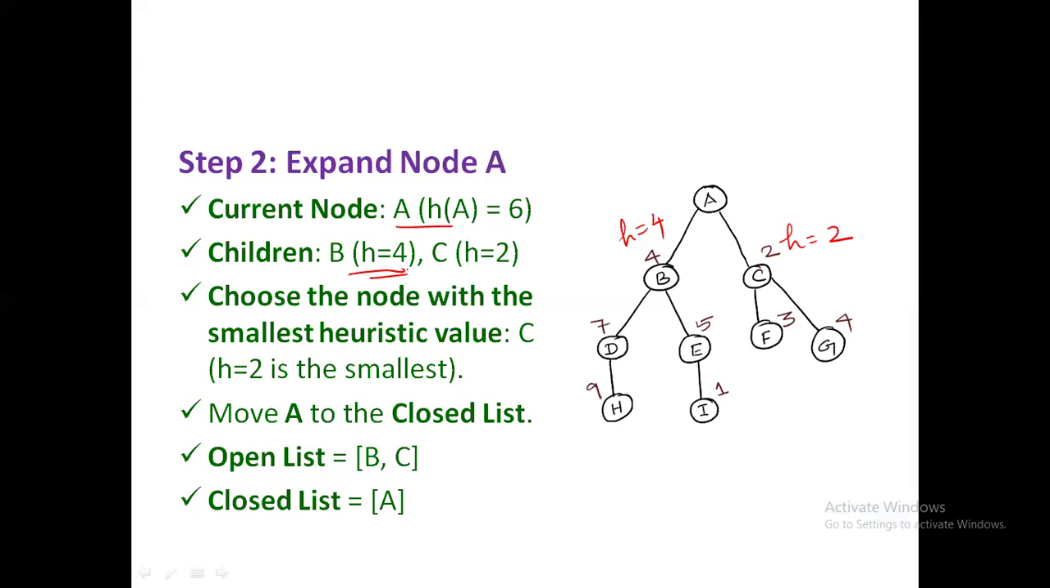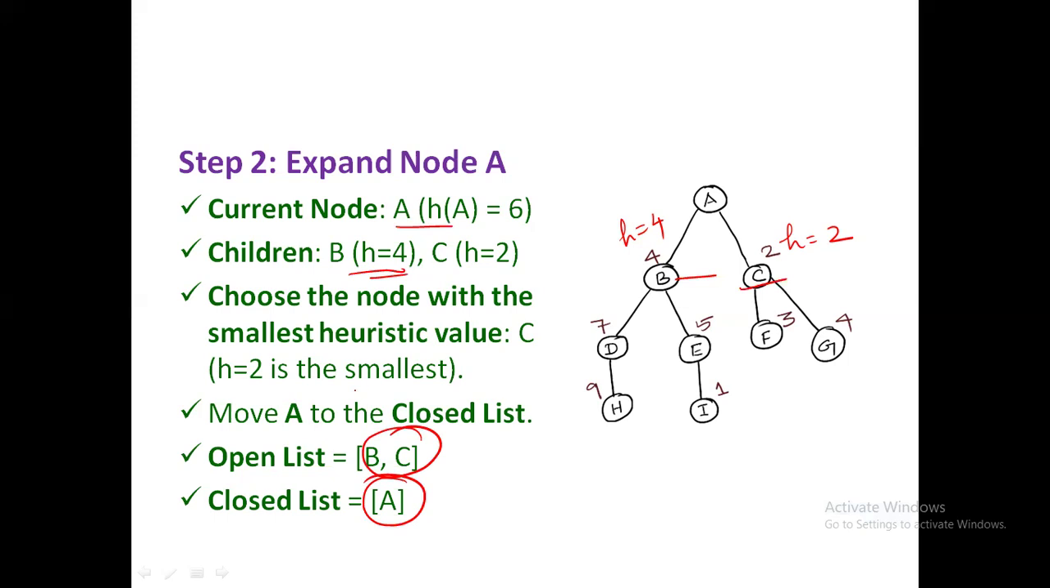The open list now contains B and C. In the closed list, A will be moved. So we have to write it like this: closed list and open list. In the open list, we are keeping the values B and C, and A is moved to the closed list.